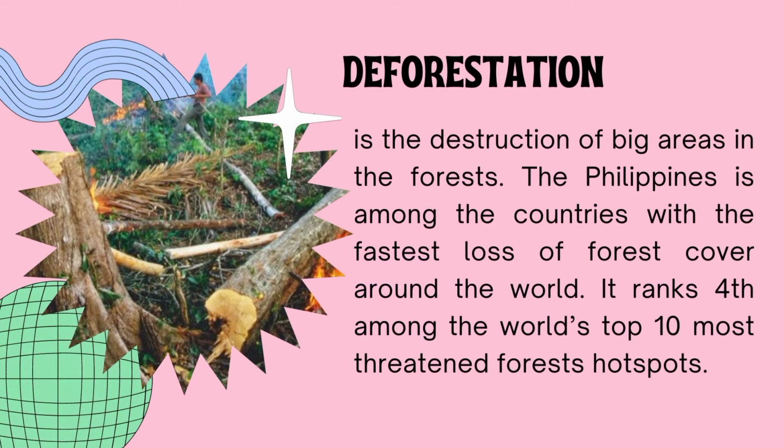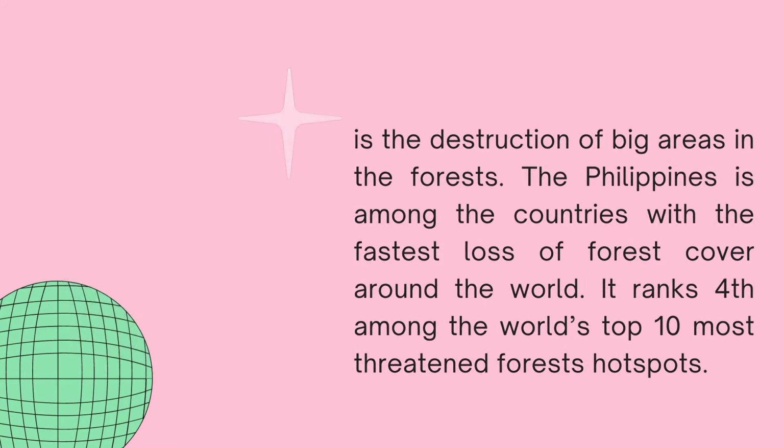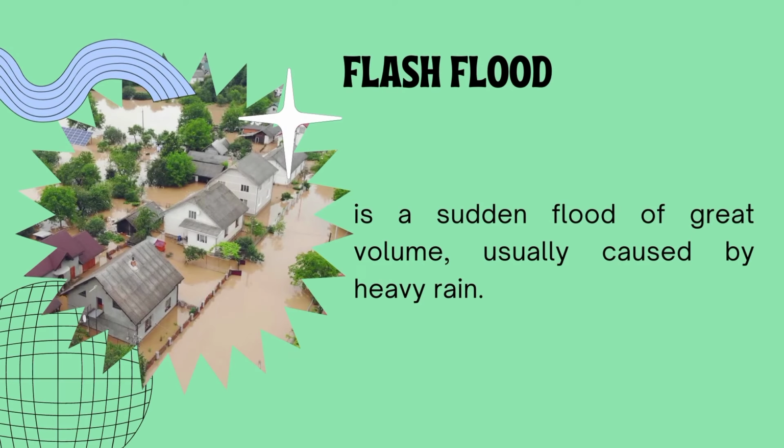First to discuss is deforestation. It is the destruction of big areas in the forests. The Philippines is among the countries with the fastest loss of forest cover around the world. It ranks fourth among the world's top 10 most threatened forests hotspots. Next is flash flood. It is a sudden flood of great volume, usually caused by heavy rain.